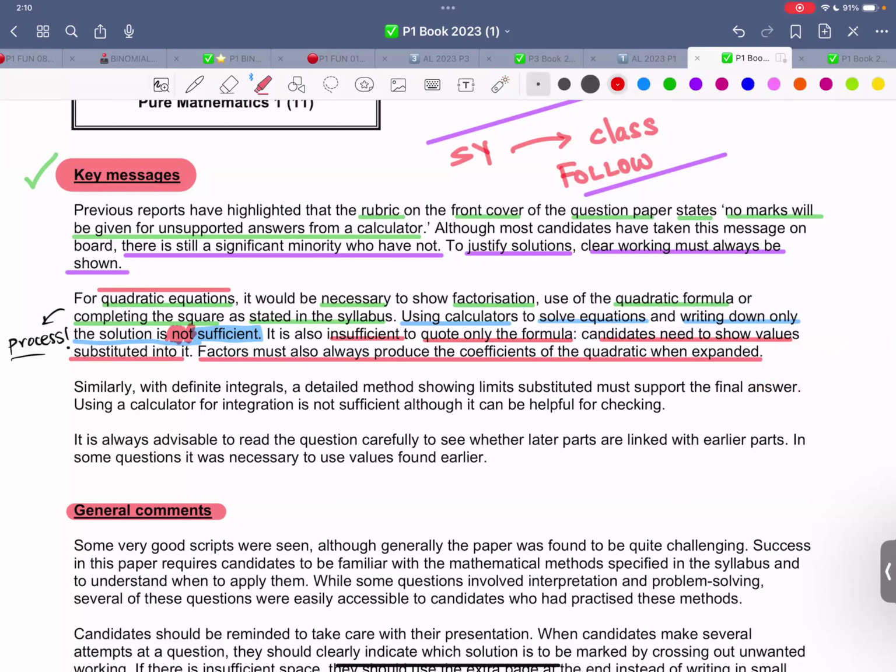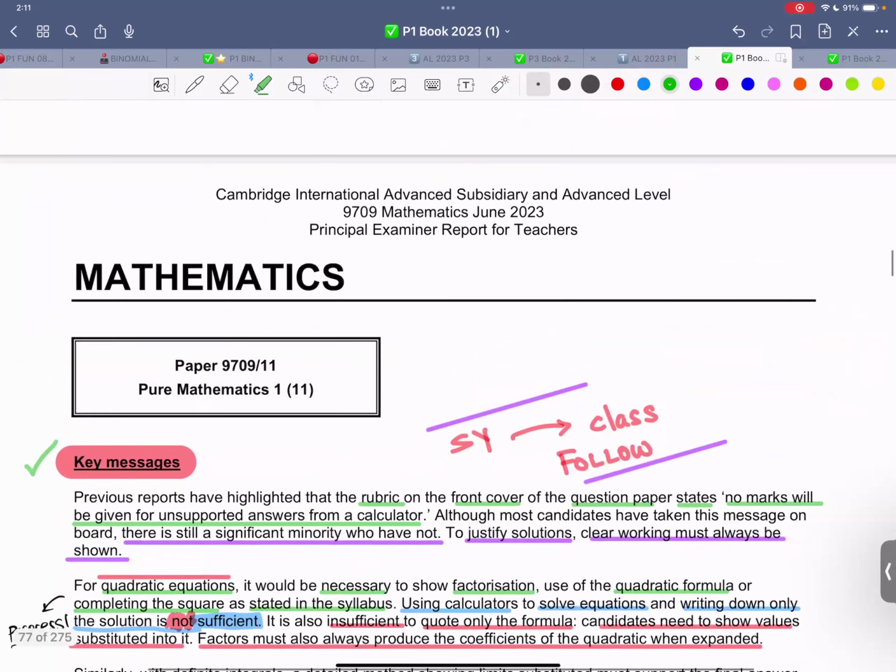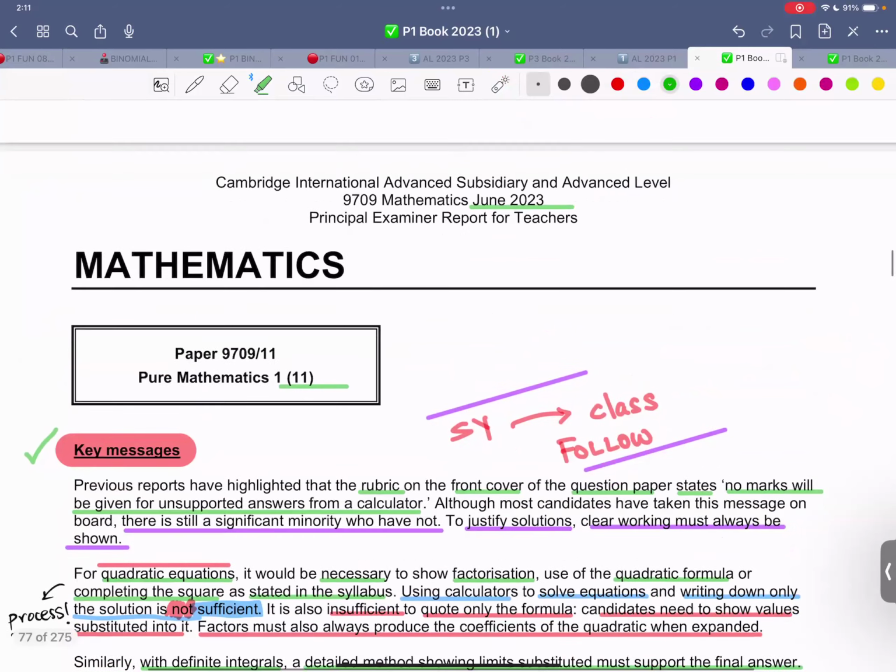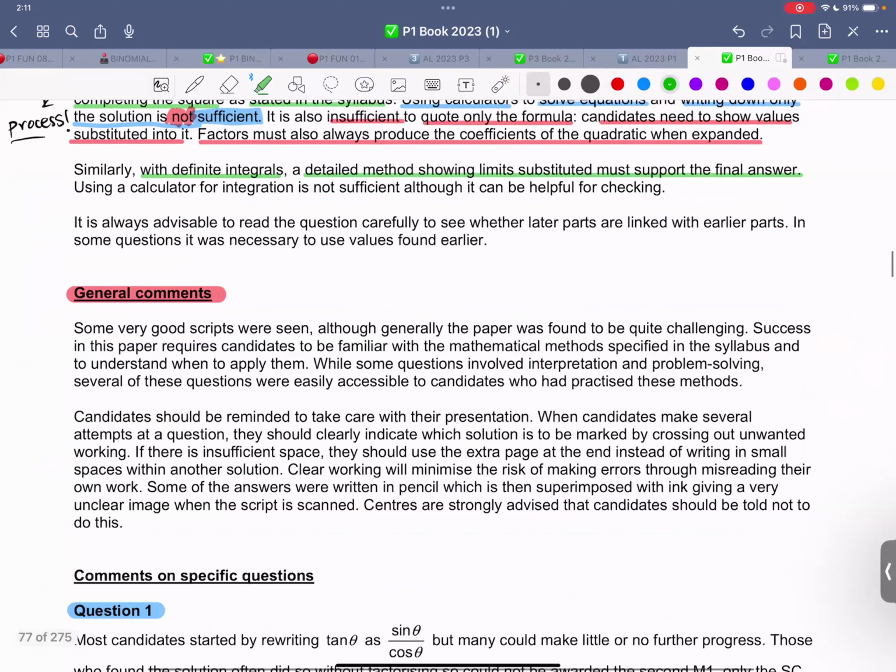Similarly, when we talk about integration with definite integrals, a detailed method showing limits substituted must support the final answer. And I'll show all these things in this particular paper, which is June 2023, variant 11. Using a calculator for integration is not sufficient, although it can be helpful for checking. So just for checking and nothing more, and that also if you are underconfident. If you are just normally confident, you have done all your working, you don't even need it.